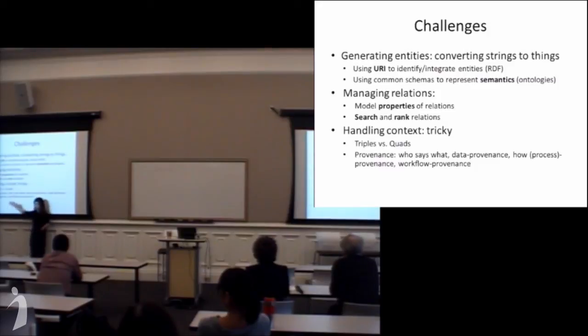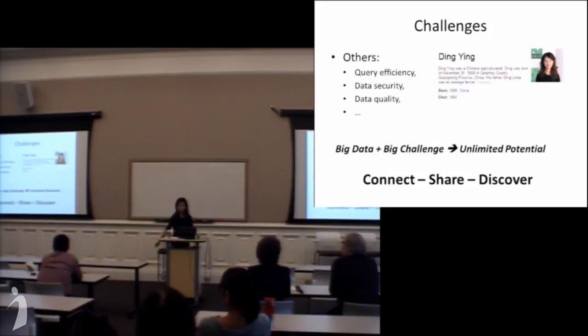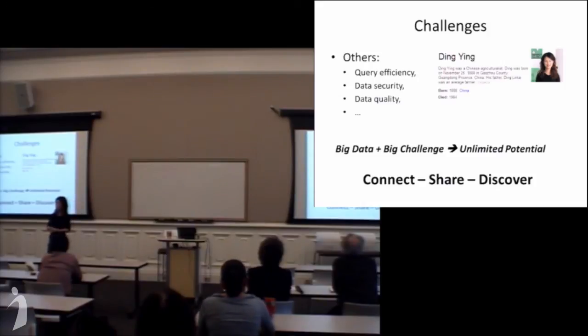And provenance has many different levels. You can say who says what is data provenance, and how data were generated. For instance, 40 Fahrenheit. Is that important? If it is important for you to organize an event, you really want to know how this 40 Fahrenheit was calculated, and how it connects to other web services to generate something, the workflow provenance. So there are all different levels of provenance. Of course, we have many others. We have a query efficiency problem. We have a data security problem. We have a data quality problem.